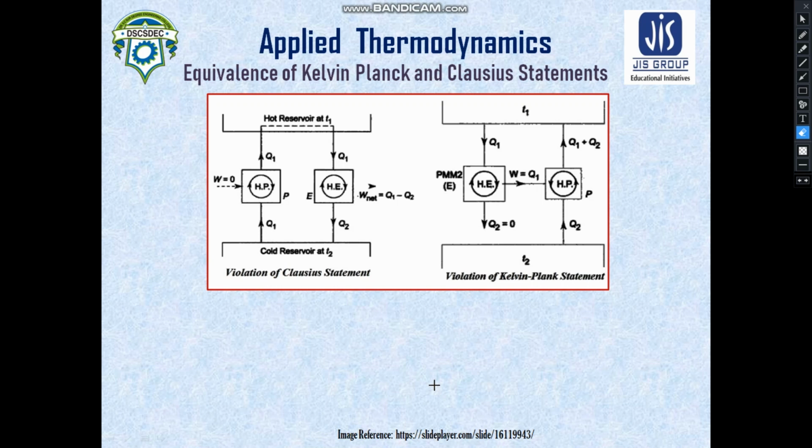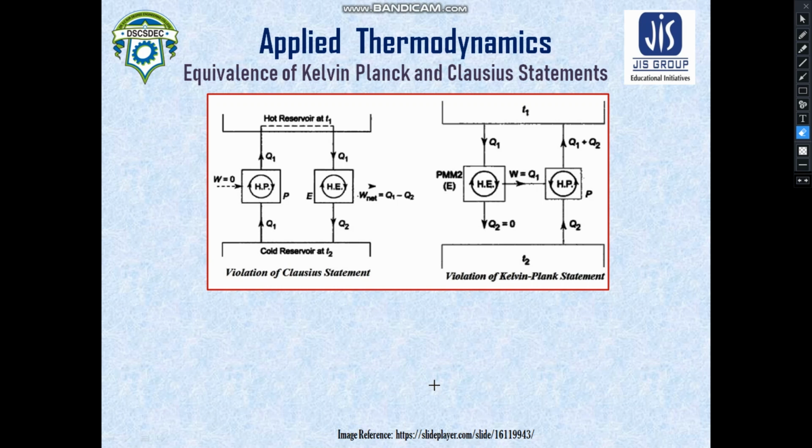Okay. So with this, we have discussed how a heat engine works, what are the methods to calculate the efficiency of a heat engine, and how heat pumps or refrigerators work, what are the methods to evaluate the performances of heat pumps and the refrigerators. And we have seen the two famous statements, the Kelvin Planck statement and the Clausius statement, and we have found that these two statements don't differ from each other. They are actually equivalent to each other. So this was the discussion regarding this class.